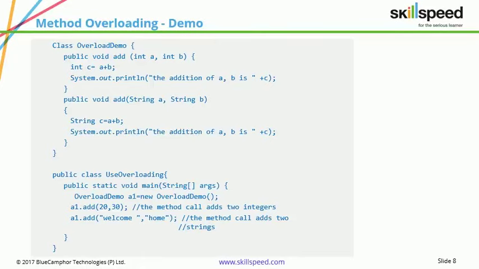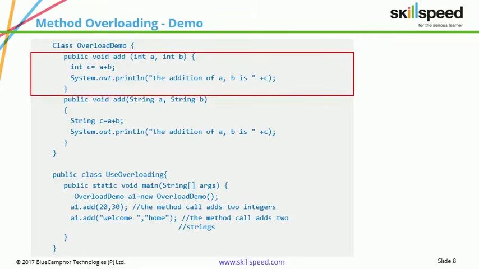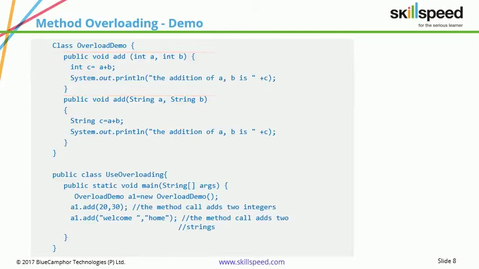Let us look at an example. Class OverloadDemo is the class that we have for using the overloading concept, where I have two methods. Public void add, in which I am adding two integer values, int a and int b, taken as parameters, and int c is equal to a plus b is done on that. We are printing the added value using System.out.println: the addition of a, b is, and displaying the c value.